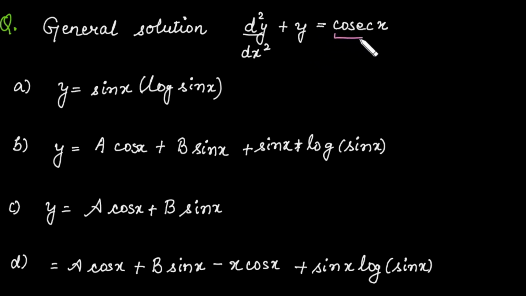the right hand side function is cosecant x, and we don't have any particular form to find the particular integral. Therefore, we will find its solution with the help of method of variation of parameter.